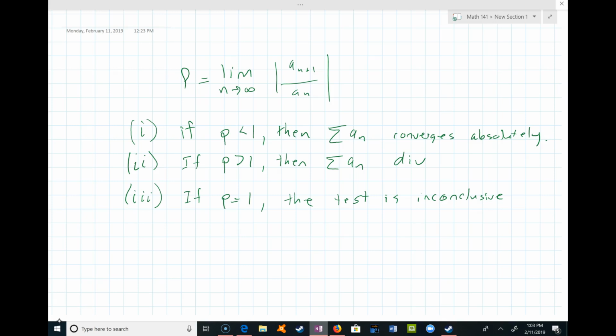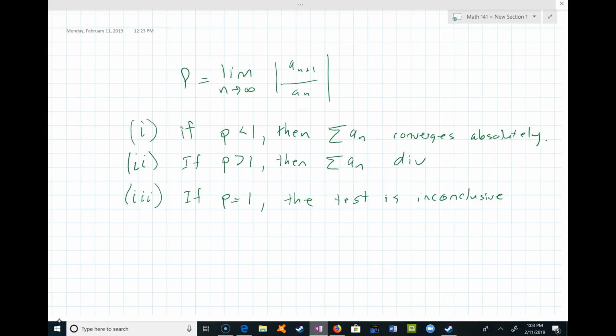Basically what you're doing is looking at the ratio of one term to the term after it, or a term and the term before it. We're looking at the ratio from term to term. And basically, if that ratio is less than 1, then it converges. If it's greater than 1, then it diverges.